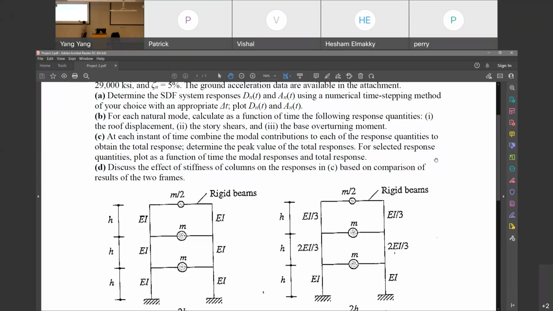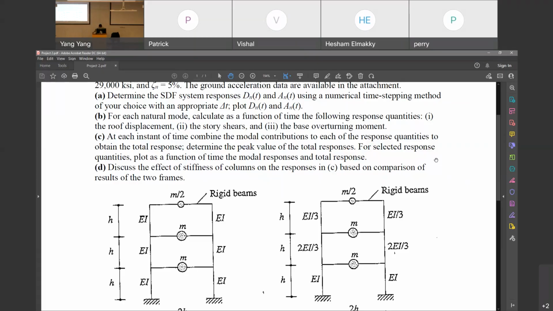Because for the overturning moment, you have a mass here. This mass will have some inertial force. This mass will have some inertial force. This mass will have some inertial force. All of them will induce some bending moment in the foundation. For example, in structural analysis, if I give you a force here, a force here, a force here, can you calculate the bending moment in the base? So that's the overturning moment. Just use the force times the moment arm, or the height of each level. So that's part B.